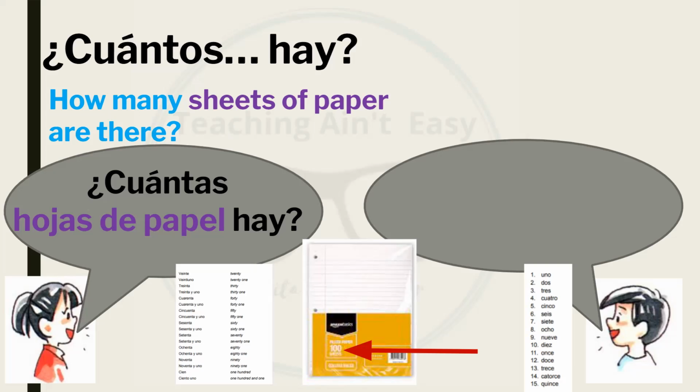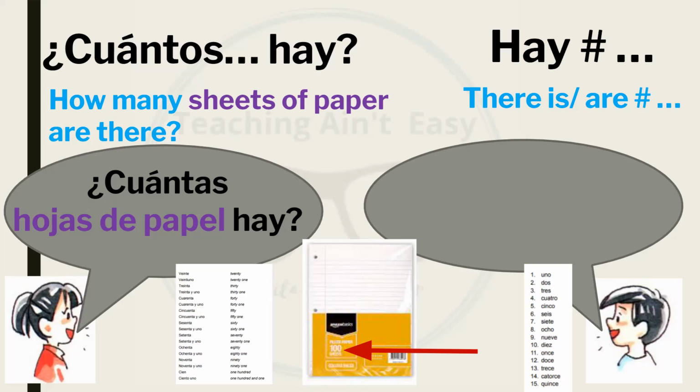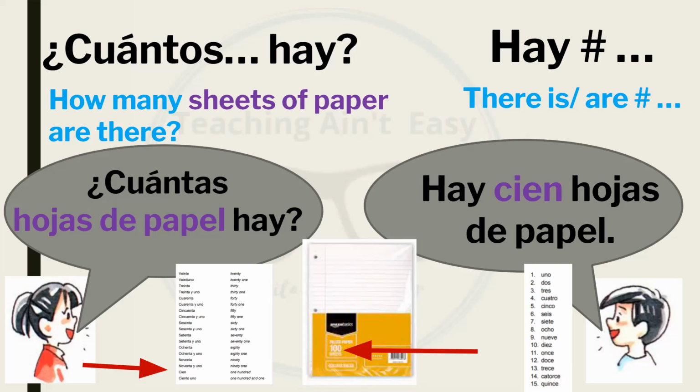So to say that there is or there are, we would have to say hay. Then we look up the number in Spanish. The number for 100 is cien. And then we put the object, which is hojas de papel. So our total and complete answer is hay cien hojas de papel.